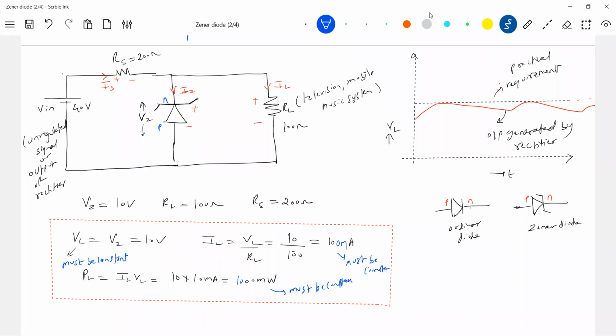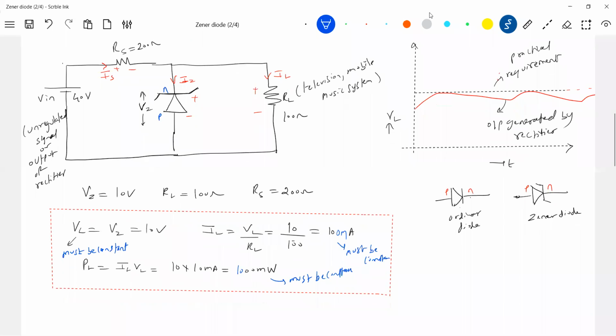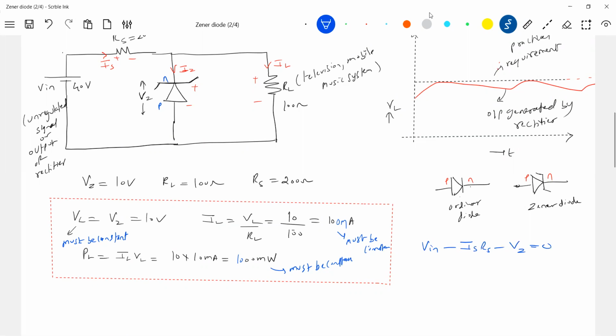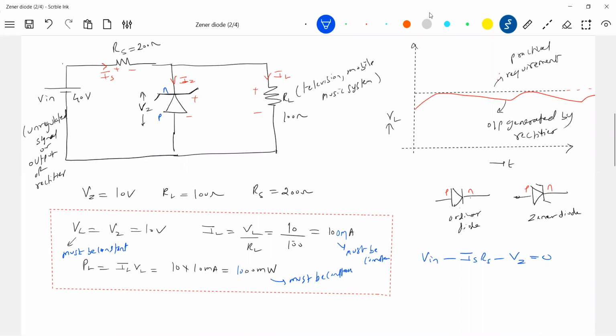Okay, let's get into our discussion. Now, IL we got it, so let's calculate IS. For that I'll write the loop equation. Vin minus IS RS minus VZ equal to 0. This is KVL. The Zener diode is reverse biased, some depletion layer will be there, drift current, diffusion current, but you don't need to know anything, just write KVL. What is VZ? The Zener diode is operated at breakdown. At breakdown, the voltage across the Zener diode will remain constant. So Vin is how much? 40.